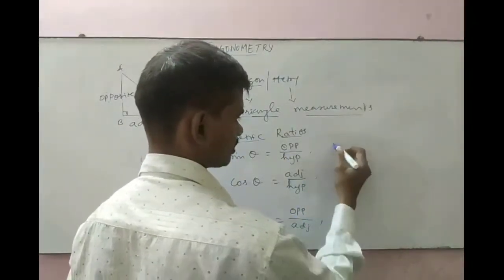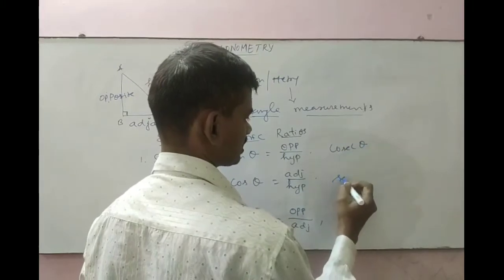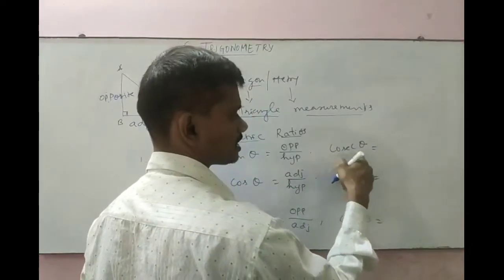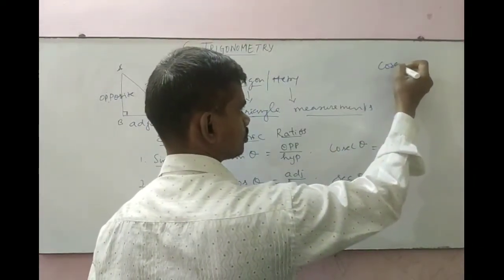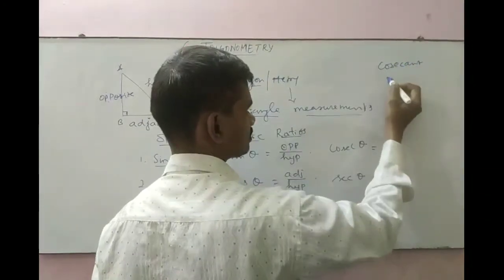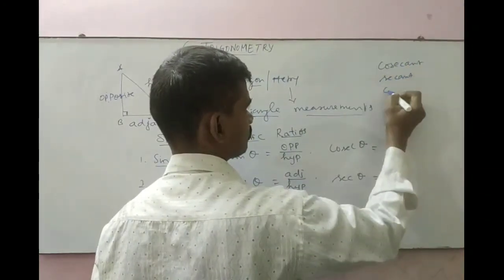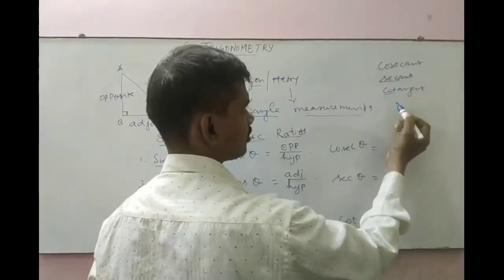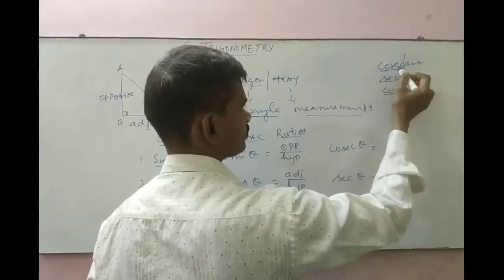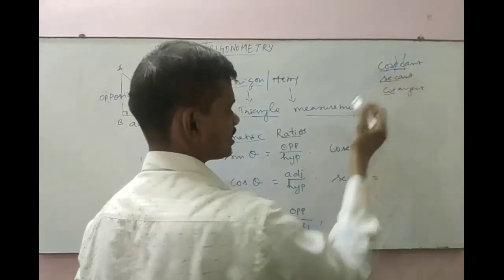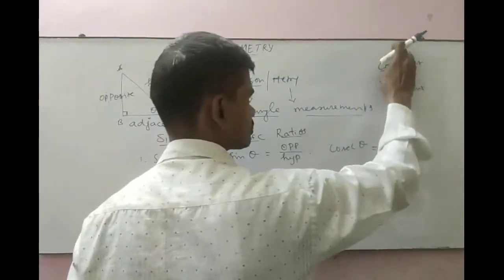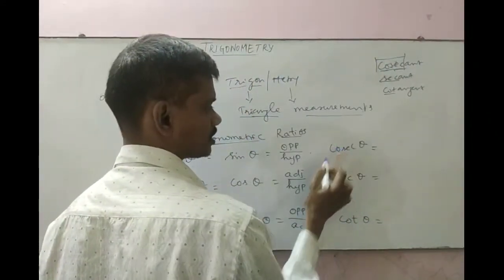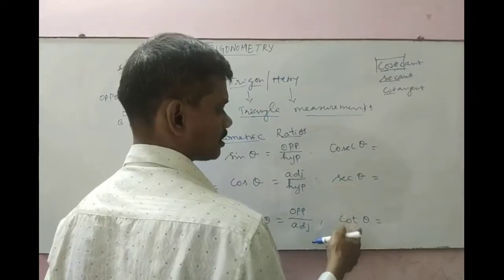The reciprocal ratios are cosecant, secant and cotangent. Here also the word is cosecant, C-O-S-E-C-A-N-T. Cosecant, secant and cotangent. But we use only 3 letters: sec, cot, cosec. Here we can't use the 3 letters cos because already we have cos. So here we are using cosec with 5 letters to mention cosecant theta. So cosec theta, sec theta, cot theta.